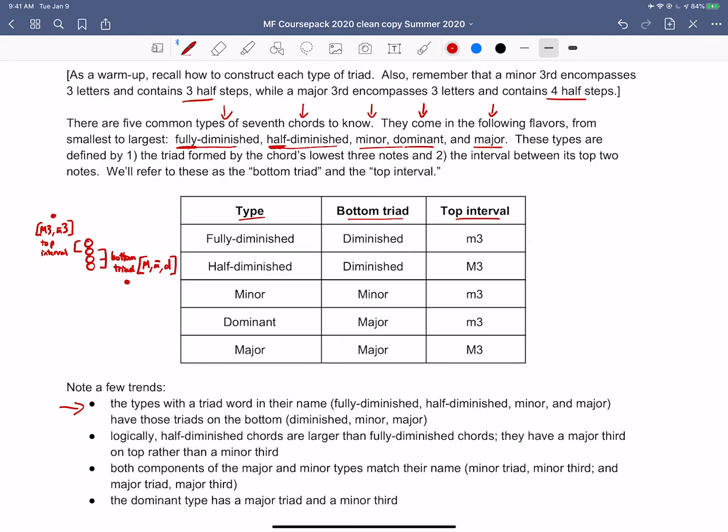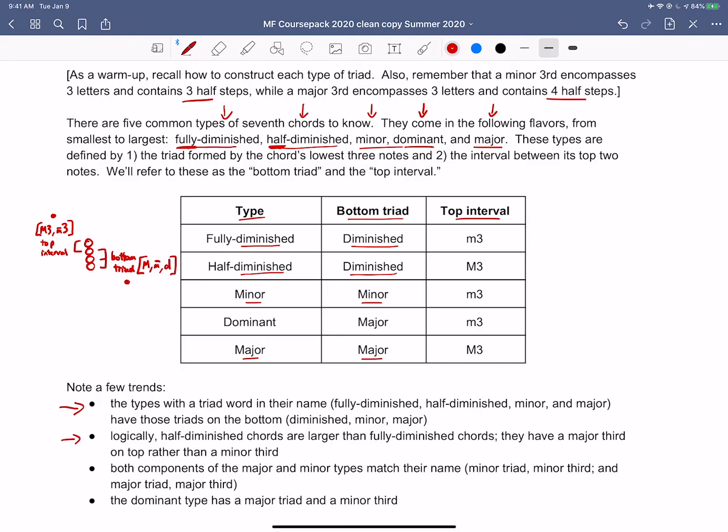So for instance, fully diminished has a diminished triad on the bottom. Half diminished has a diminished triad on the bottom. A minor seventh chord has a minor triad on the bottom, and a major seventh chord has a major triad on the bottom. So easy enough.